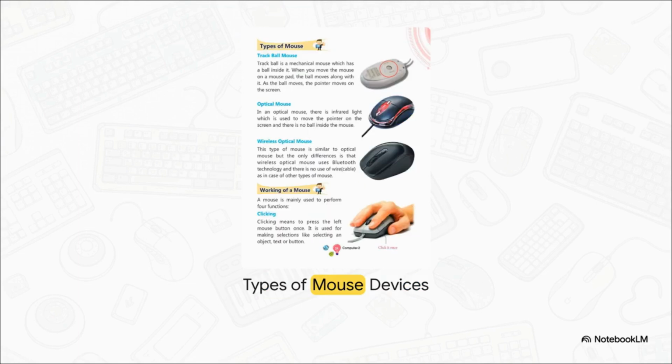But hey, not all mice are created equal. It's wild to look at the evolution we've gone through here. Back in the day, we had the trackball mouse, this older mechanical version that literally had a heavy physical ball rolling around inside it. Eventually, we moved to the optical mouse, which ditched the ball entirely and started using infrared light to track movement. And today, we usually use a wireless optical mouse, which uses Bluetooth and completely eliminates the need for any annoying cables.